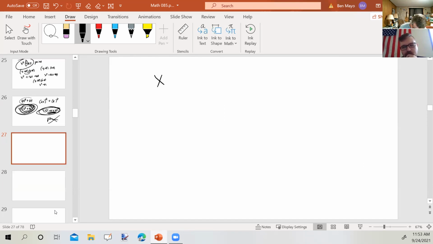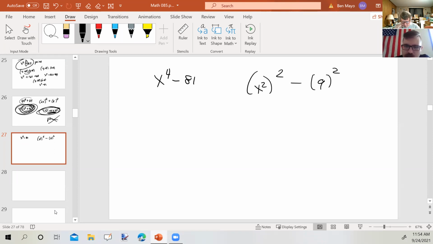What about this? X to the 4th minus 81. That's a binomial. It's in standard form. Not that I'm concerned about it, but it's in the form of the difference. Oh, what's the square root of x to the 4th? X squared. The square root of 81 is 9. So in other words, x to the 4th is x squared squared, and 81 is 9 squared. Okay, so here's my two bases. So I'm going to get the sum of the two bases times the difference of the two bases.